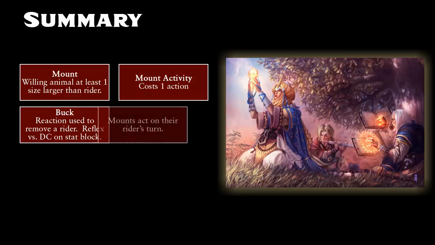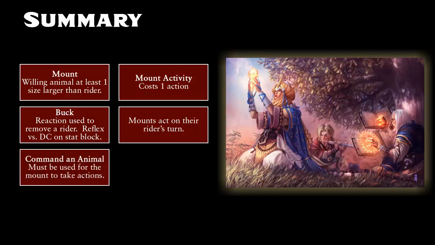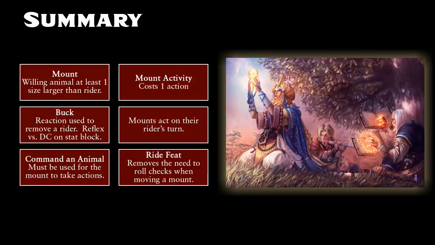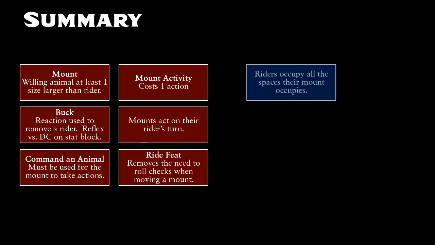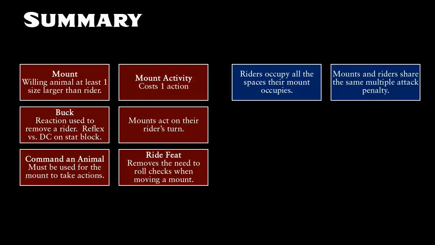Mounts act on their rider's turn in initiative, and only act when they are ordered to do so via the command an animal activity. The ride feat removes the need to roll a nature check when commanding a mount to move. In combat, the rider occupies all of the squares that its mount occupies. Mounts and their rider also share the same multiple attack penalty.